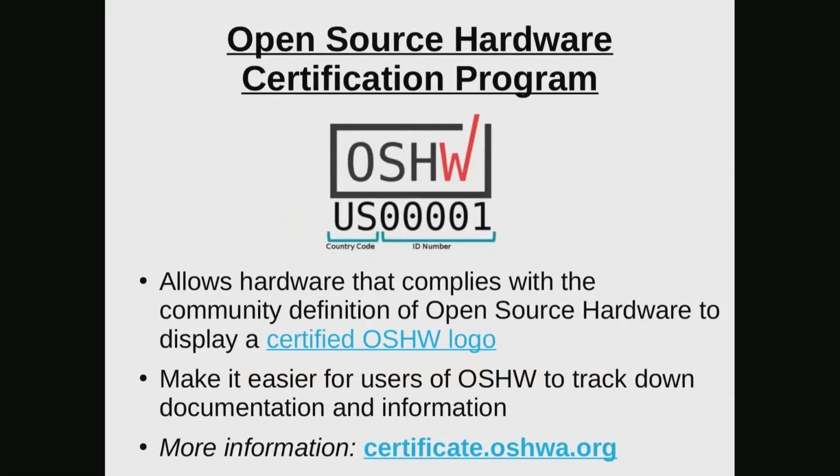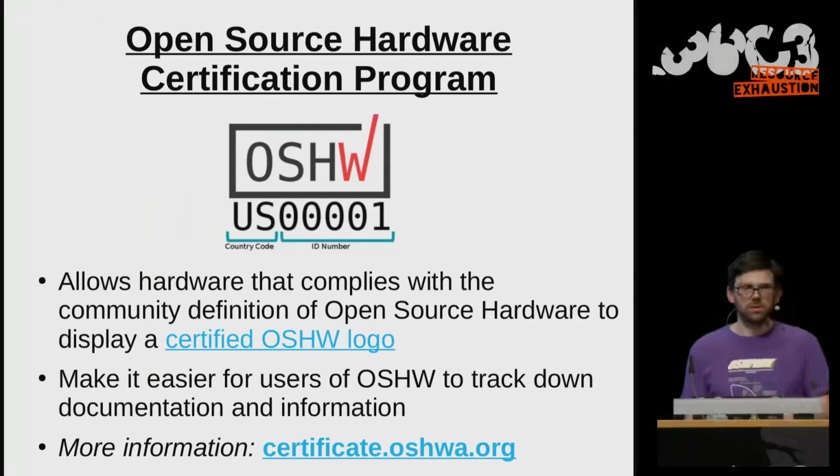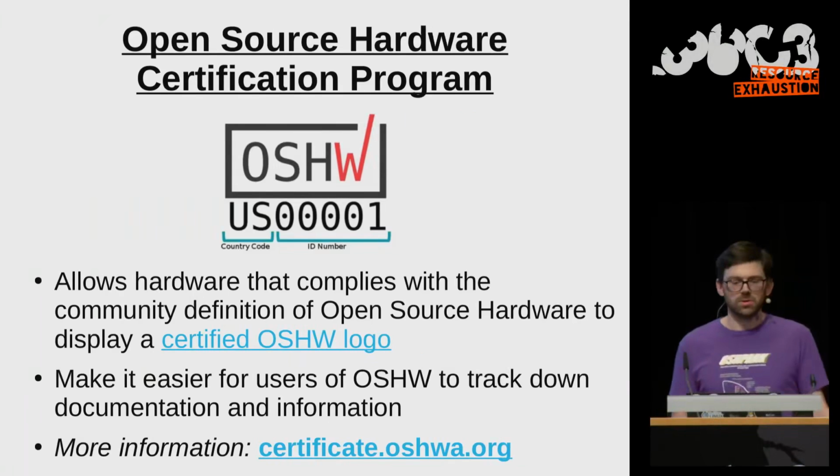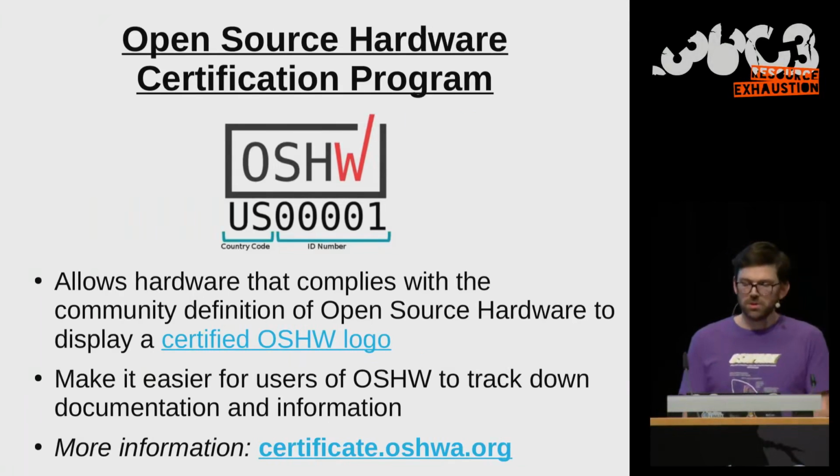One of the other things we do at the Open Source Hardware Association is we have a certification program. This is a self-certification program. You go to certificate.oshwa.org and you fill out the name of your project, the license you're using, a link to your design files, a link to your documentation, and then you get this logo that you can use. One of the values of this, if you're making a project, is you can put that on your packaging, or I put it on the silk screen on my board.